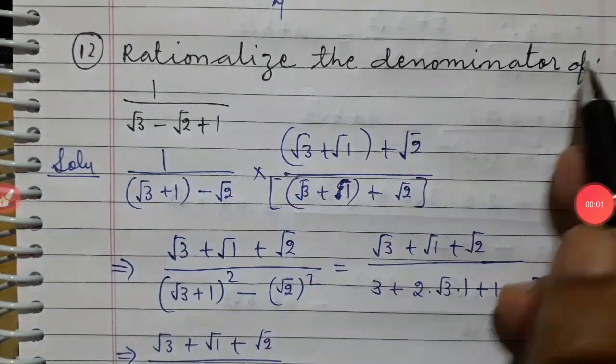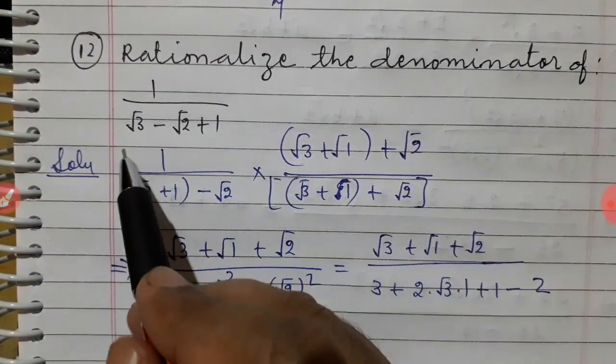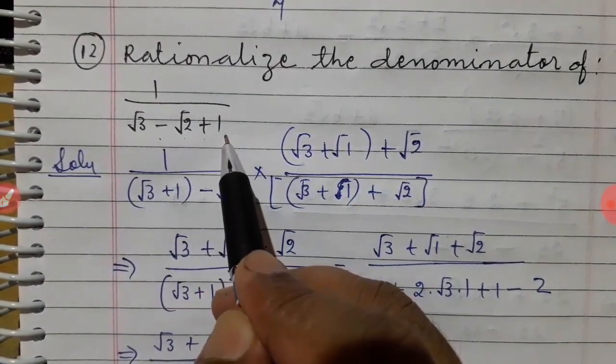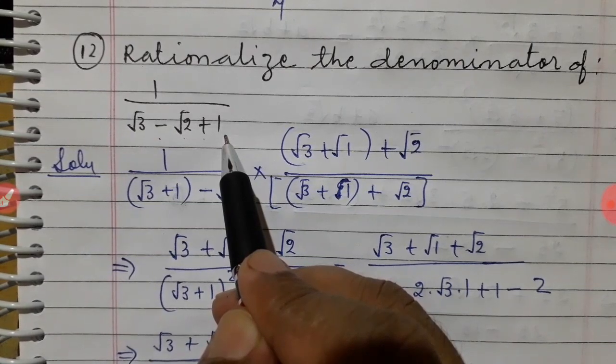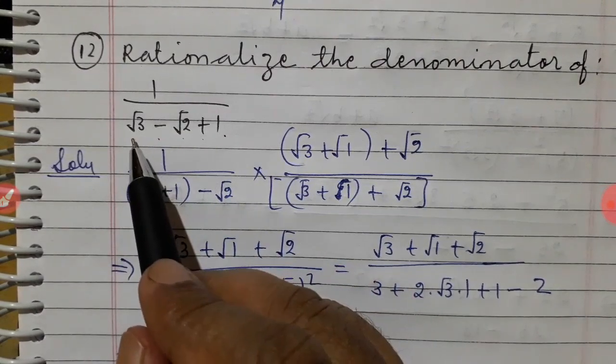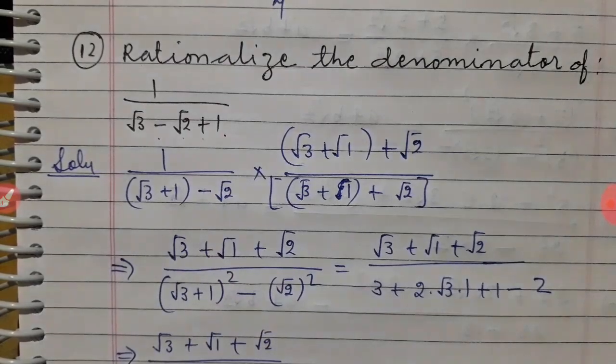Rationalize the denominator of 1 upon root 3 minus root 2 plus 1. So till now we were rationalizing binomials in the denominator. Now you see in the denominator there are 3 terms, 1, 2 and 3. So in that case how to rationalize?